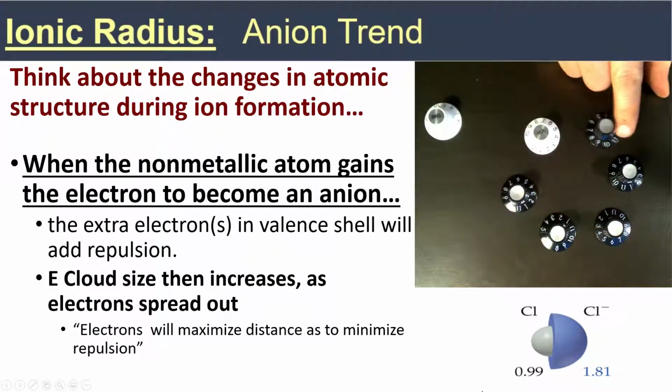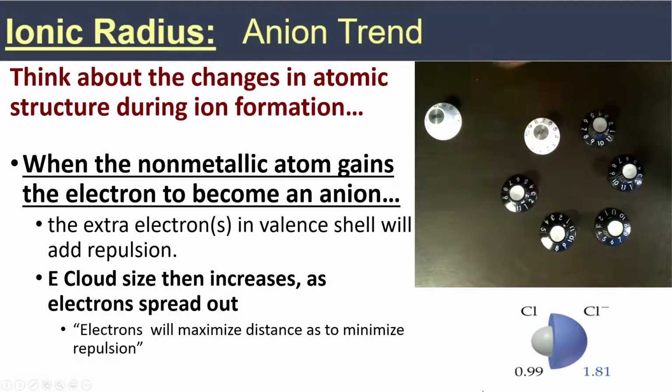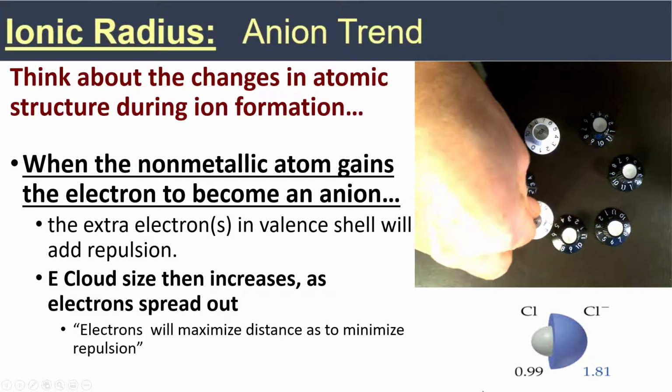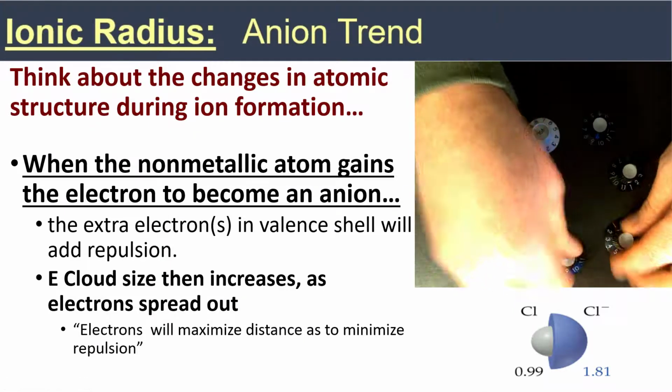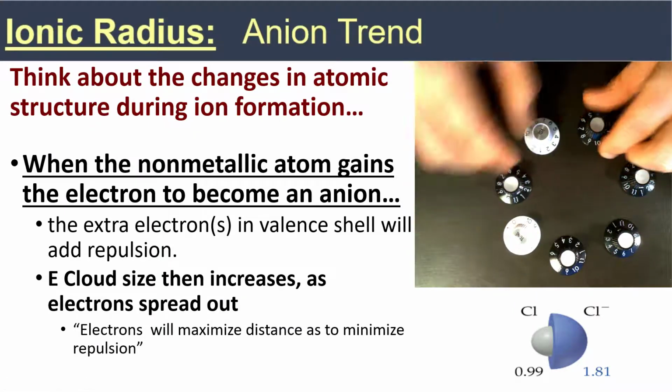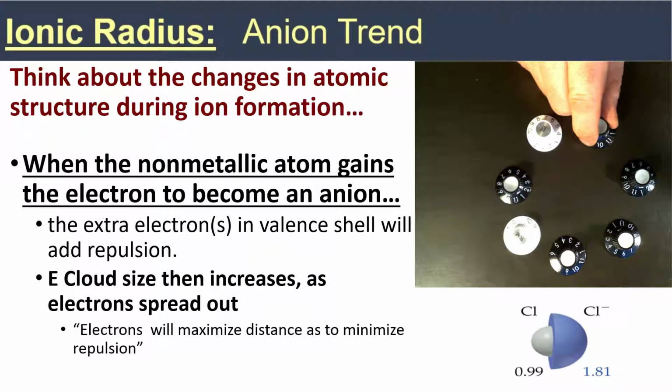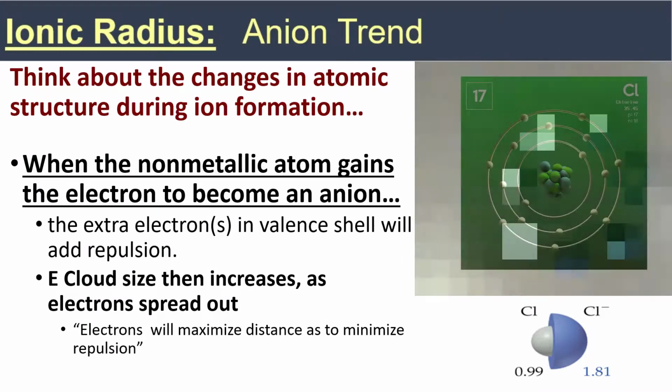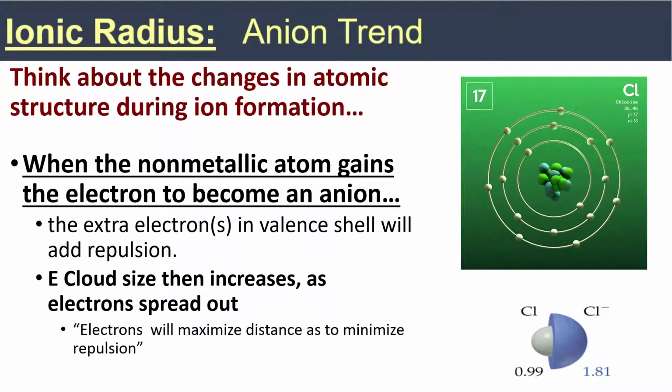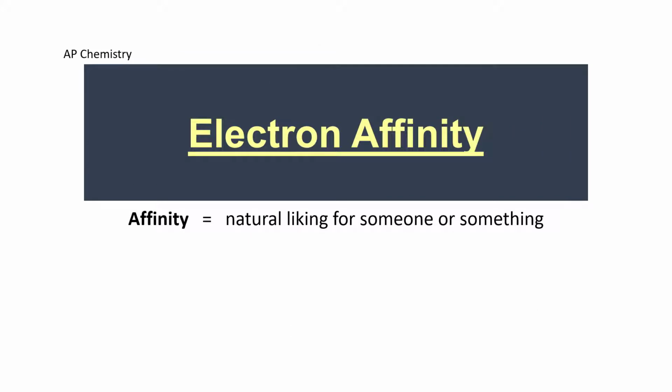That made the size of our cloud grow. Let's throw in another electron so it squeezes its way in. Well, now the electrons are going to want to spread out, maximize distance to minimize repulsion. So as that cloud size spreads out, the ionic radius winds up increasing and will certainly be much larger than the atomic radius was. The next periodic trend we're going to talk about is known as electron affinity.